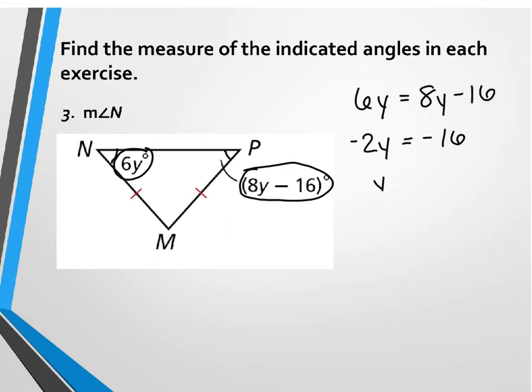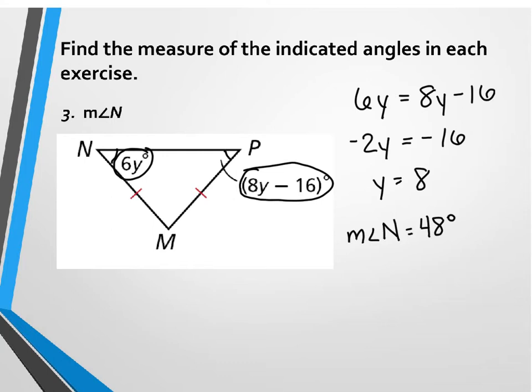Divide both sides by negative 2. When you take a negative 16 divided by negative 2, you get a positive 8. So there's y, but we're asked to find what is the measurement of angle N. So the measurement of angle N is 6 times 8, which is 48 degrees. And that is all the exercise I have for you on isosceles triangles.